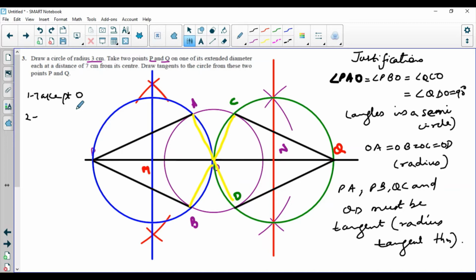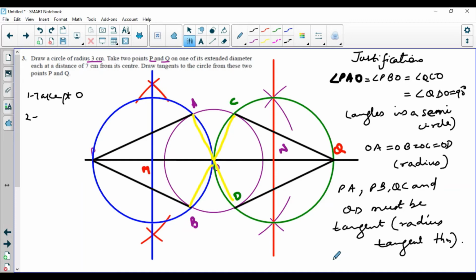Okay, then draw perpendicular bisector of OP. Let the perpendicular bisector meet OP at point M. Taking M as center and MO as radius, draw another circle that will meet the original circle at point A and B. Join PA and PB to get the tangents.